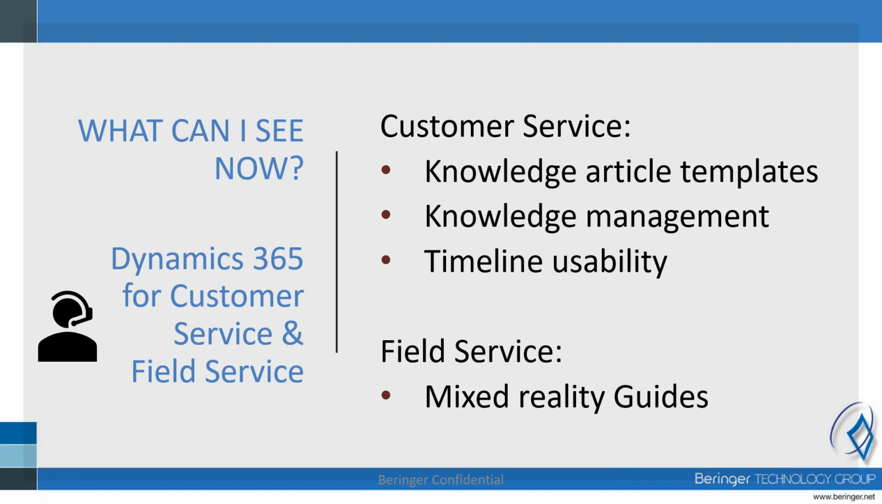The timeline usability. Again, the white space on the timeline has been removed, allowing users to see more when they are looking at the timeline on records. Again, the filtering has been improved by allowing filtering by activity type. You can set multiple filters. And also there's visual indicators now that you can immediately see whether or not your timeline is filtered.